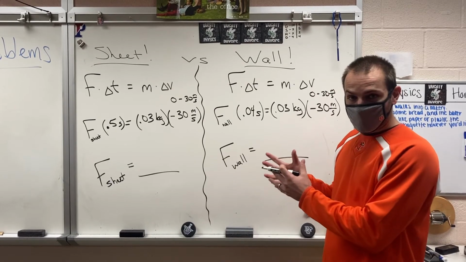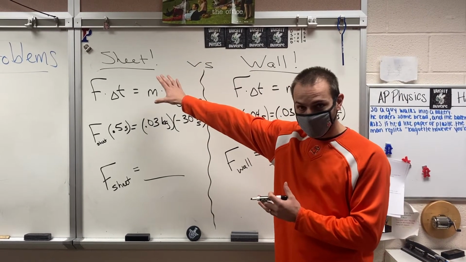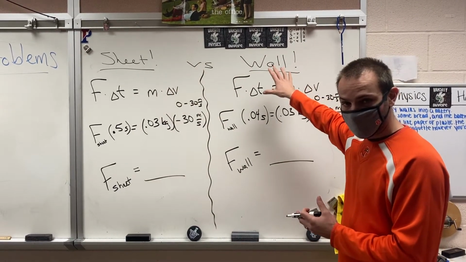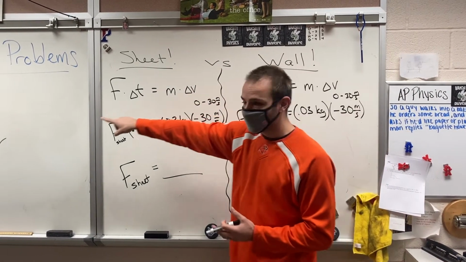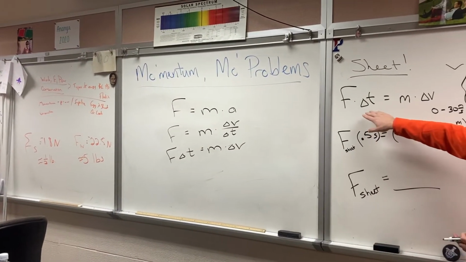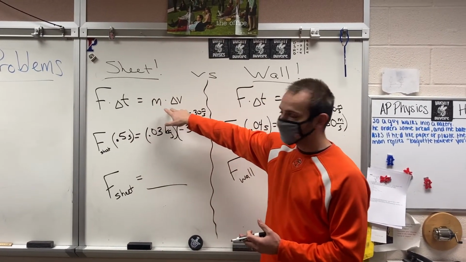All right, so we wanted to show you mathematically the force difference between throwing the egg into the sheet and throwing it onto the wall. First off, let's look at the sheet. Here we have the equation that Mr. Hausler just spelled out for you. F times delta t equals m times delta v.